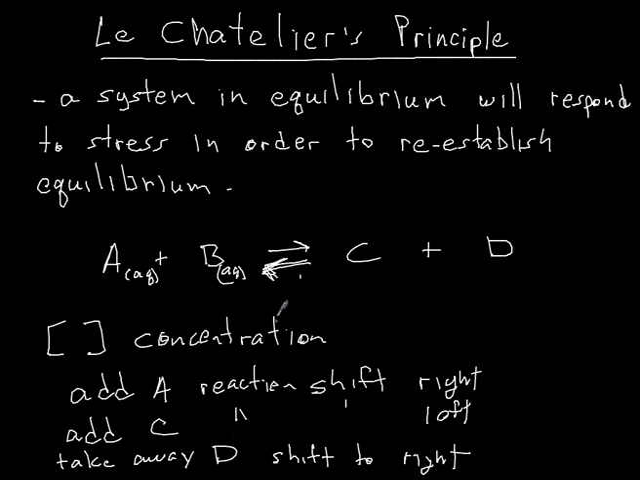And so you can look at it in a couple of ways, but we look at it in terms of rebalancing the rates. If we add something, we're going to try to take it away to lower its concentration back down to what it was originally, although it's not going to be what it was originally. So if we add A, we're going to take A away. How does this reaction take A away? It takes A away by moving to the right. If we add C, we're going to try and take away C to rebalance it. It's going to take away C by combining it with D and turning it into A and B. We'll shift the equation to the left. If I take away D, I need to replace D. Well, I replace D by having A and B combine to make C and D. And so we'll shift the equilibrium to the right.